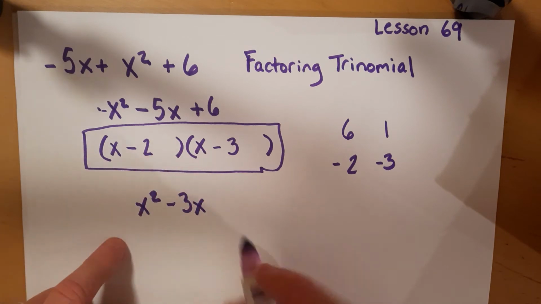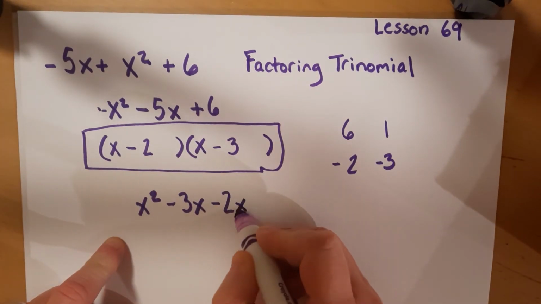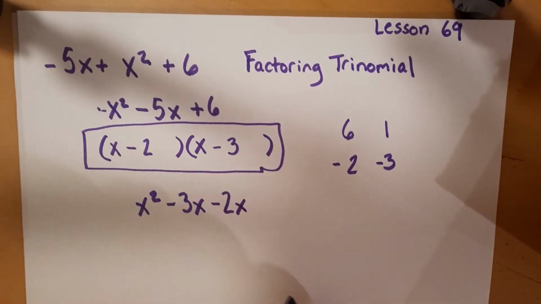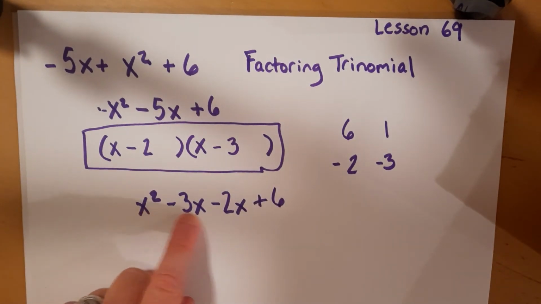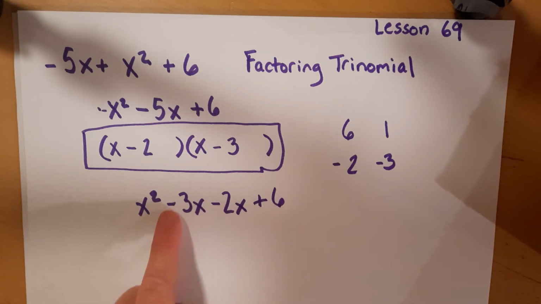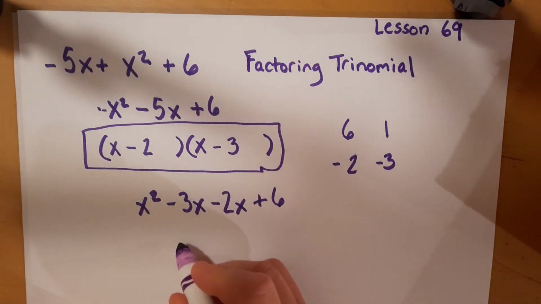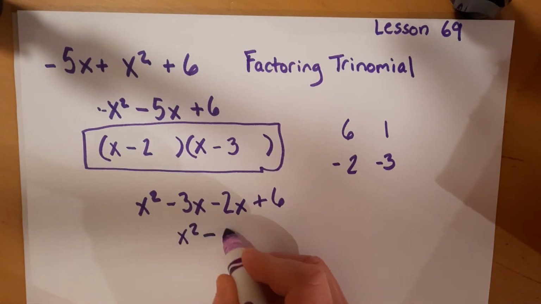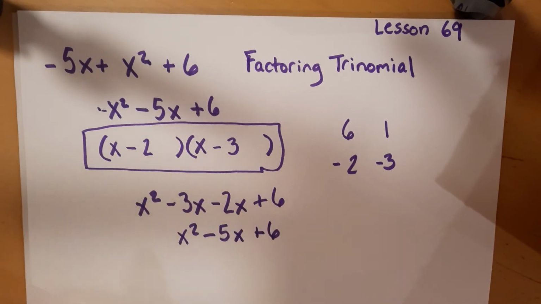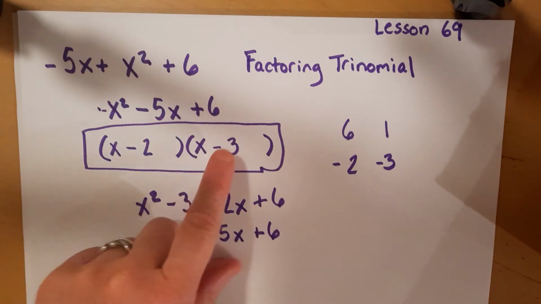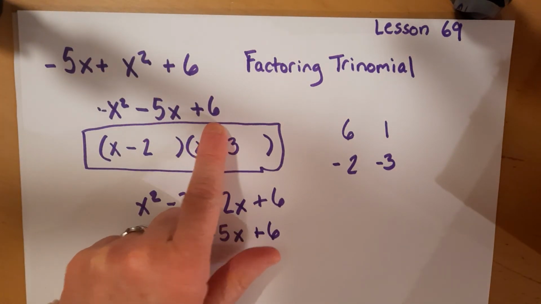Negative 2 times x is minus 2x. And negative 2 times negative 3 is plus 6. So now we have x squared minus 3x minus 2x plus 6. We can combine these terms because they are like terms, which gives us x squared minus 5x plus 6. So that's how you factor a trinomial. You look for two numbers that when multiplied together give you the last one, and then the middle one, they're added.